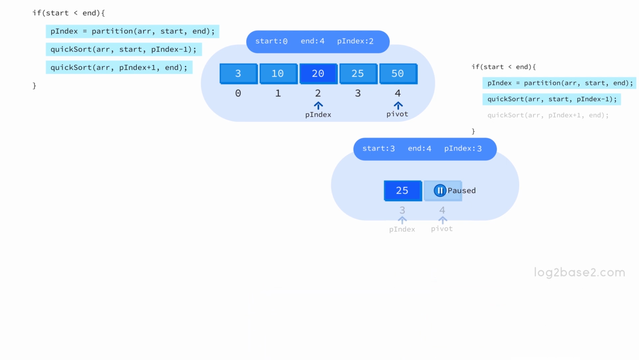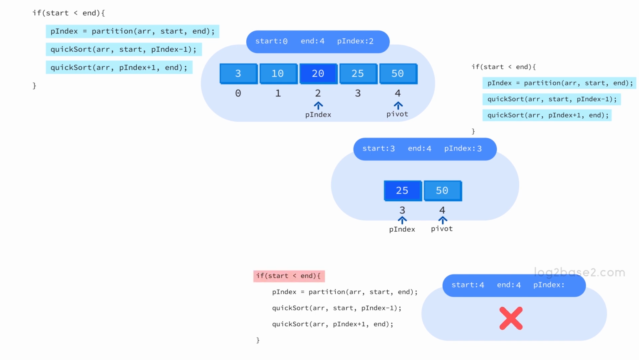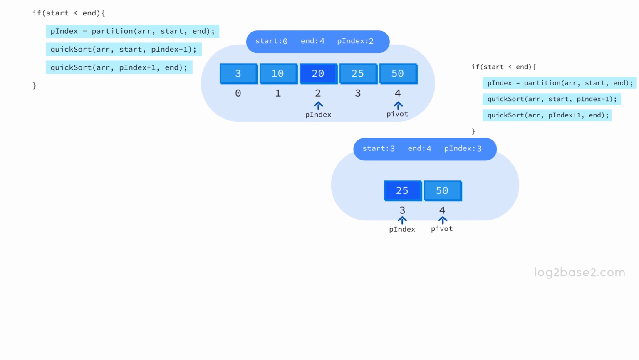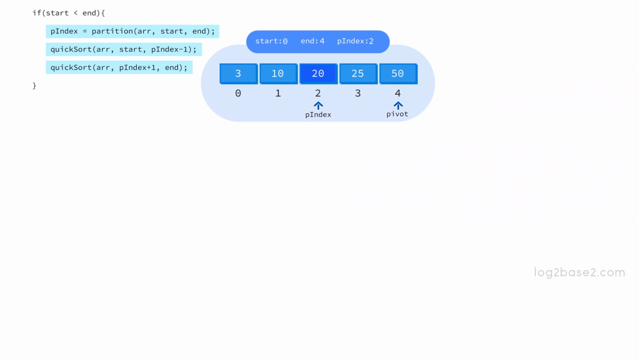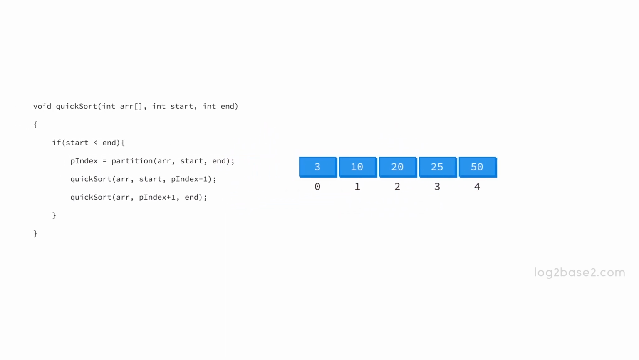So the first recursive call has finished its task. So now the second recursive call will be executed. Here start is equal to p index plus 1, that is 3 plus 1, which is equal to 4, and end is equal to 4. So in this sub-array, start and end is equal to 4. So there is only one element, so the if start less than end condition will fail. So this recursive call also will not be executed. Now this quicksort function has also finished its task. So control will reach the main quicksort function. And here it has also completed its execution. And finally, the array is sorted now using the quicksort algorithm. The sorted array elements are 3, 10, 20, 25 and 50.